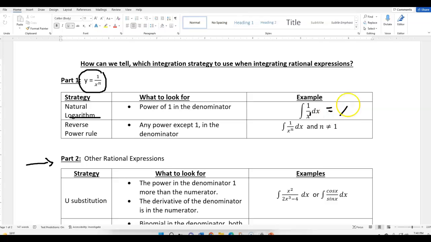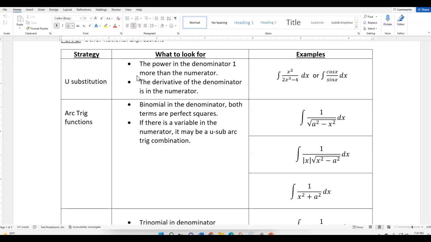So the integral of this would simply be ln of x. Okay. But if you ever have 1 over x to some other power, what you're going to do is start by rewriting it as x to the negative n, and then you just do the reverse power rule. Okay, that's where you add 1 to the power and divide by that number. So there's that. Now, for more complicated looking rational expressions, we have some thoughts to go through here.